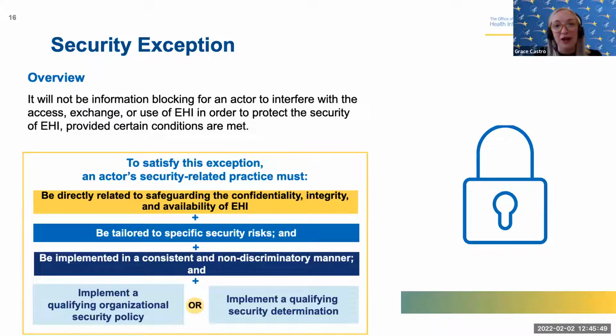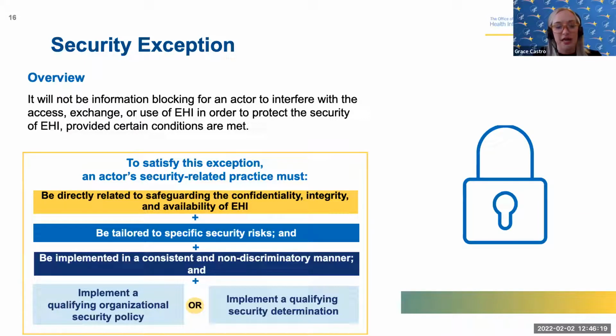So while it is true that the importance of security practices can't be overstated, the security exception for the information blocking regulation does not apply to all practices that assert that they secure EHI. Rather, the exception is available when the actor's security-based practices meet the conditions that are outlined in this exception.